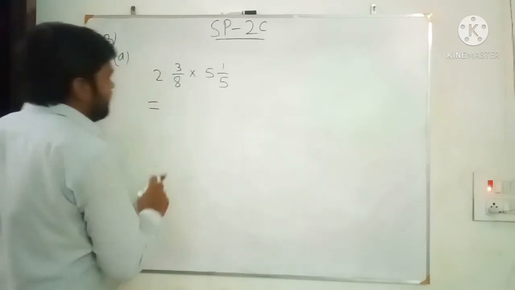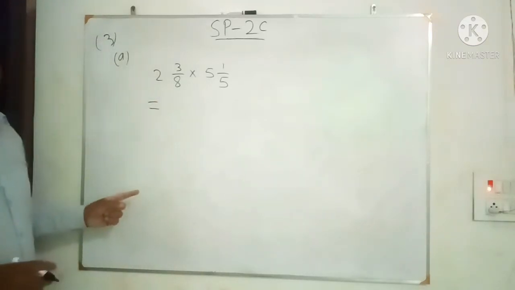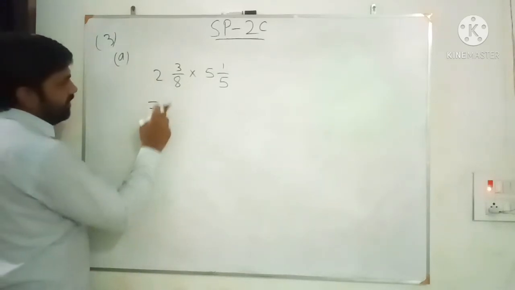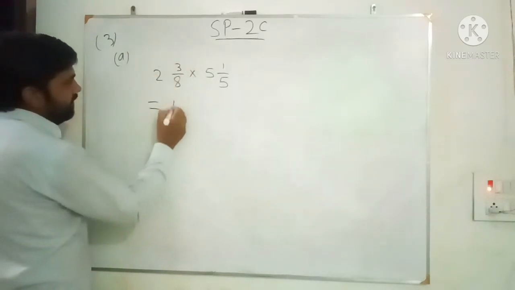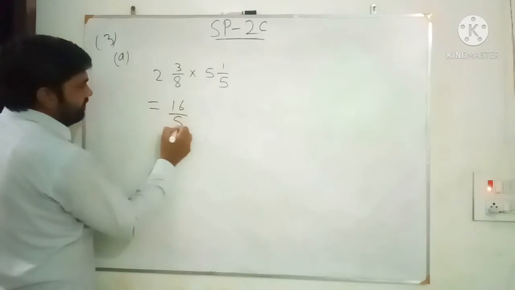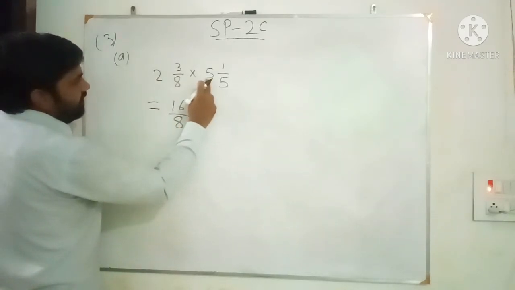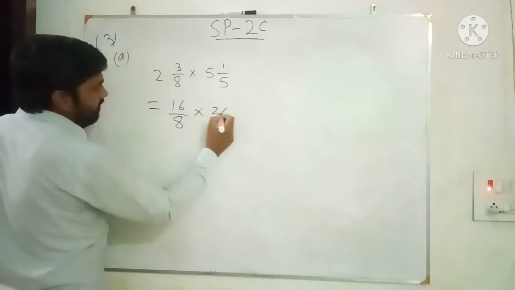Again, first we convert this mixed fraction into an improper fraction. 8 multiply 2, 8 twos are 16, plus 3, 19, so 19 by 8. Multiply 5, 5 fives are 25, plus 1, 26 by 5.